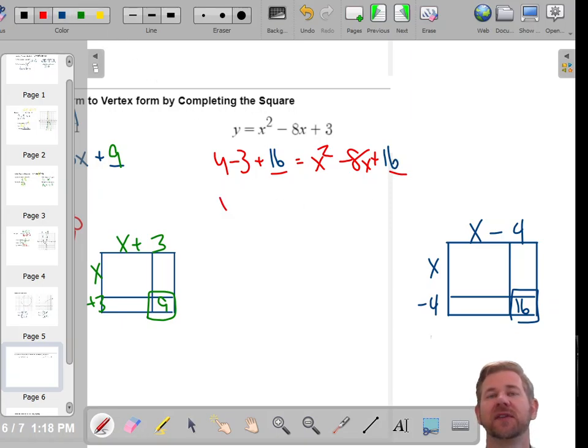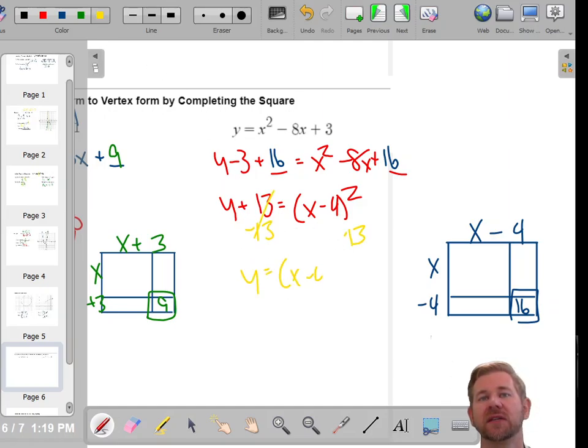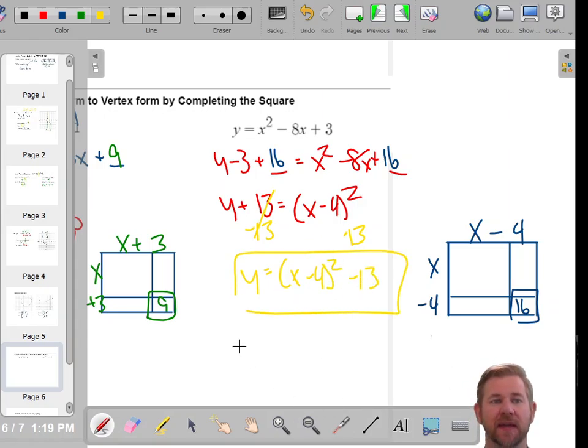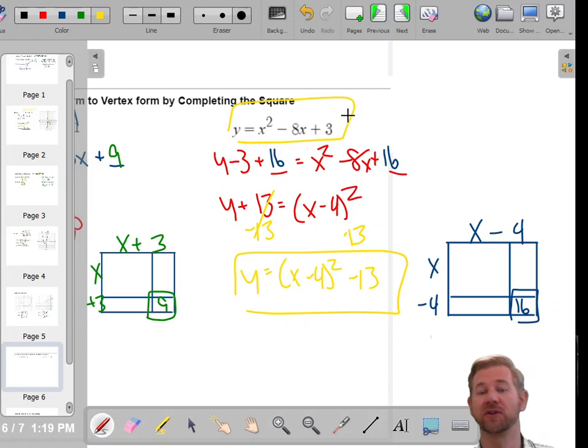And now I have on the left side y plus 13, and on the right side x minus 4 squared. The last thing you need to do is just move this 13 back over. So x minus 4 squared minus 13. Okay. That is the same function in two different forms. We have it in standard form right here, and now vertex form. So that's going from standard to vertex form.